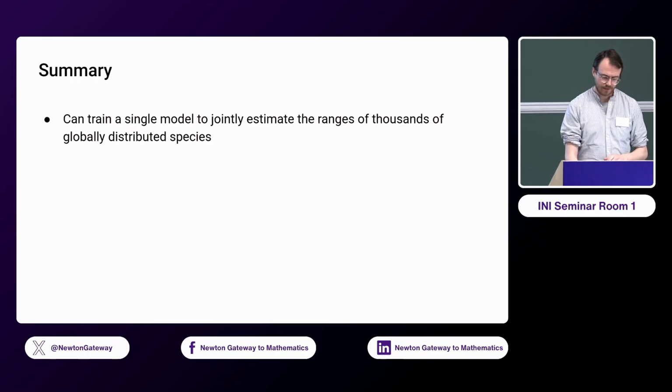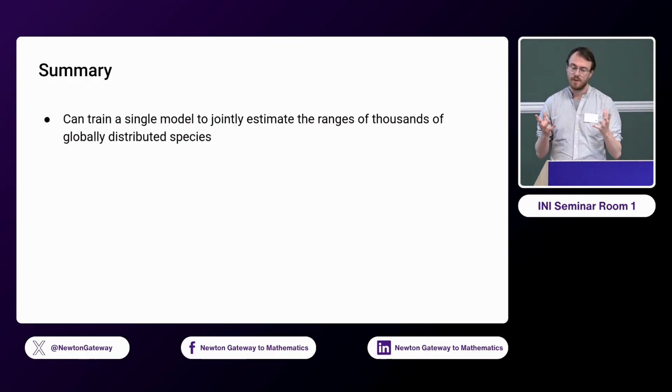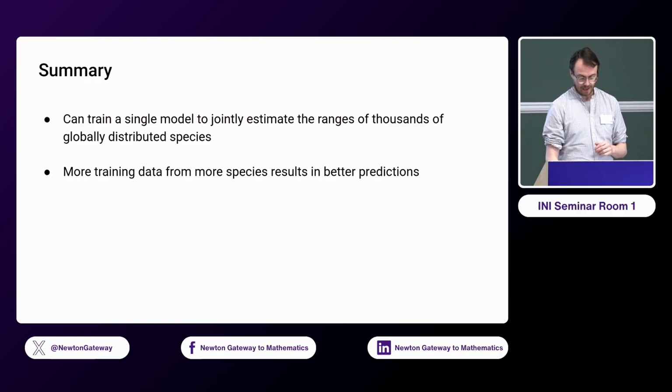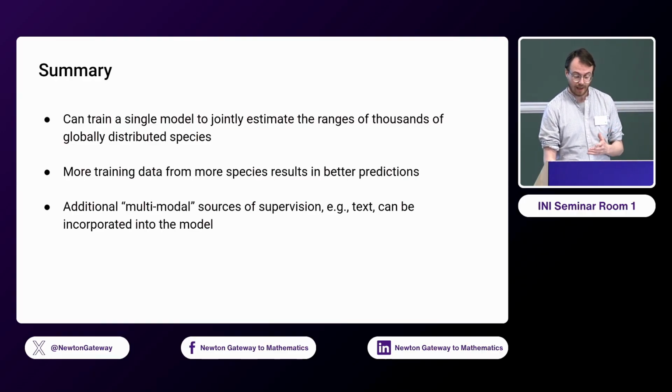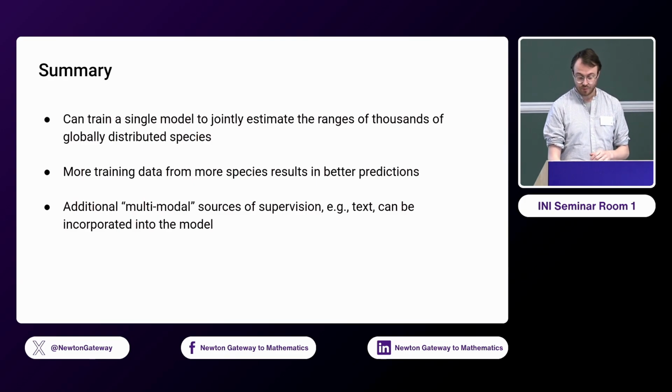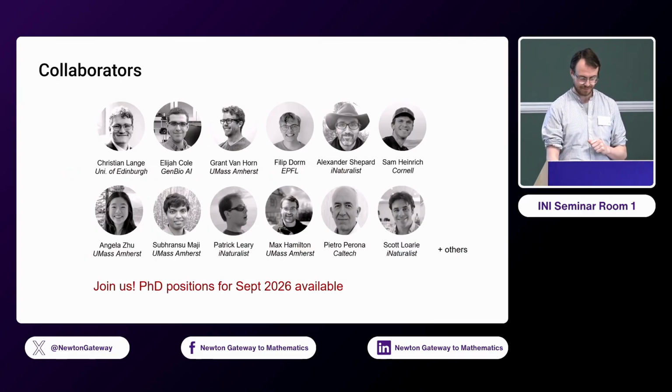Yeah, so in summary, I showed you that we can train a single model to jointly estimate the range of tens of thousands of globally distributed species. More data helps. We ended up getting better predictions. Also, this kind of multi-modal signal that is readily available online can be used, and again improves our performance, but there's still many challenges left to solve.